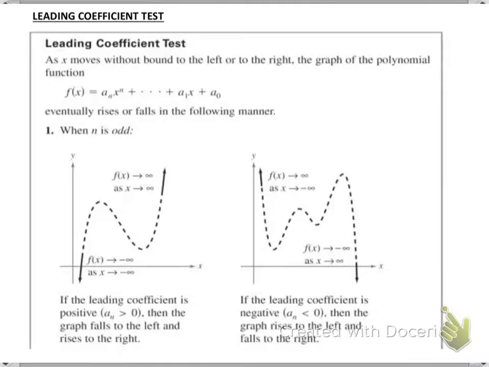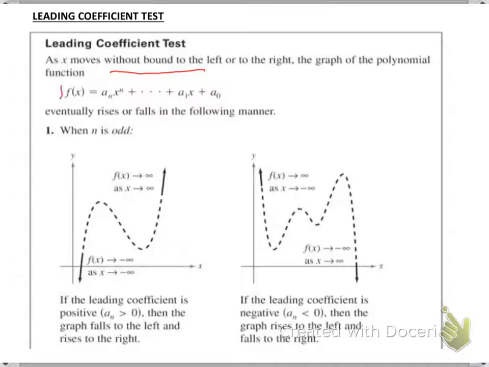The purpose of the leading coefficient test is to let you know the long-term behavior of your function as x goes to positive infinity to the right and negative infinity to the left. We say that as x moves without bounds to the left or the right. That just means as x goes to positive and negative infinity, the graph of a polynomial function will eventually rise or fall. And it depends on a couple things.